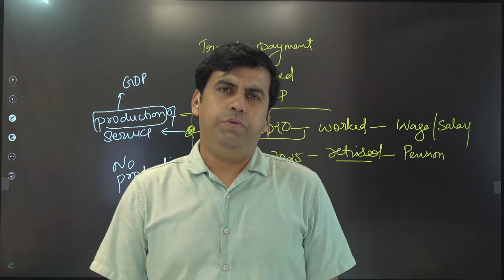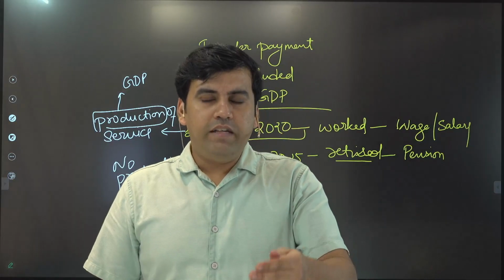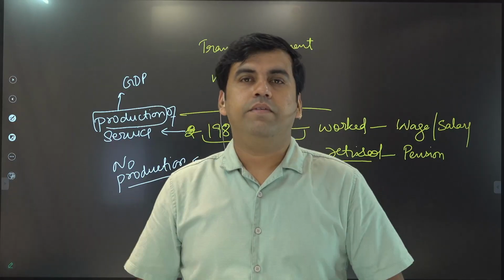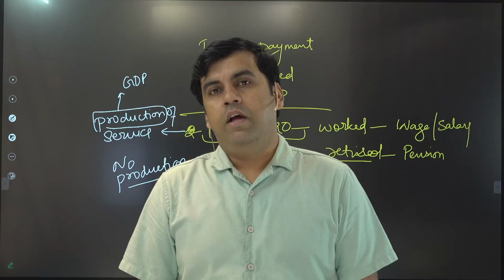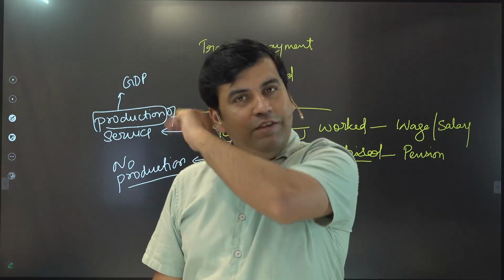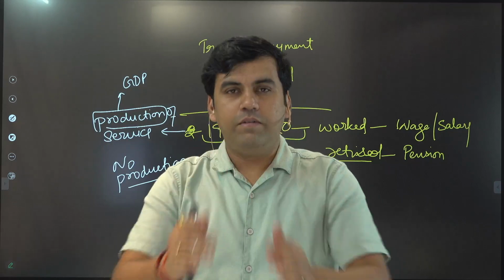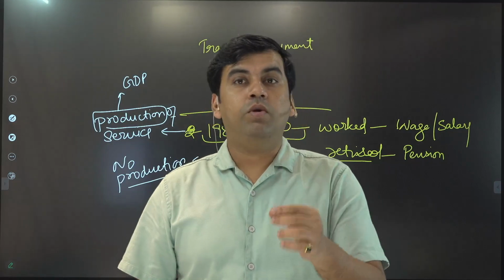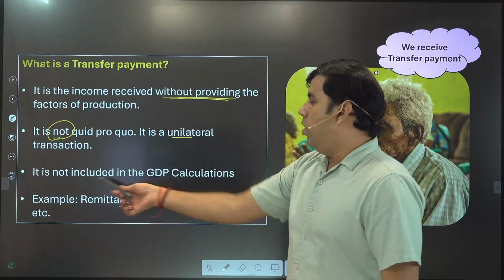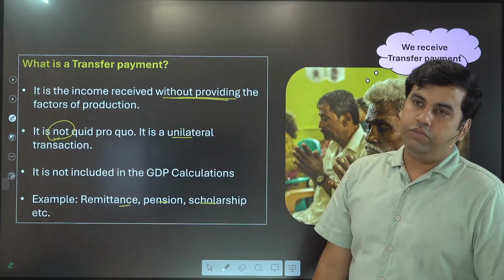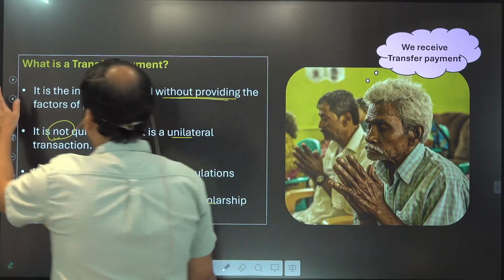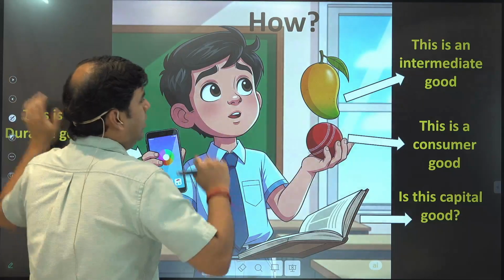Scholarship, what does it contribute? If you provide a scholarship to a child today, will he be contributing today? No. Maybe he will contribute 5 years later. So are we going to include that 5 years later? No, GDP is a 1 year concept. That's why it has not been included. That's why it is written as not included in the GDP calculations. Clear? Chalo. These are the basic concepts which we are clearing.